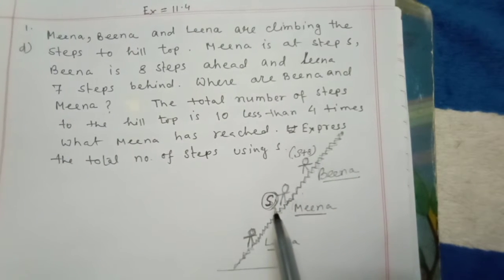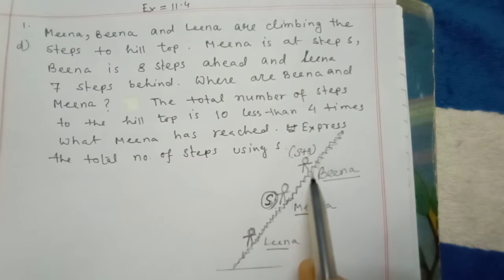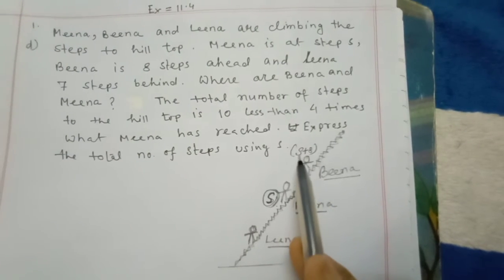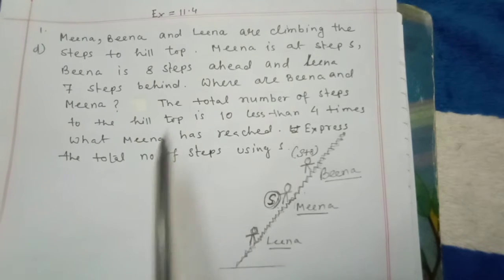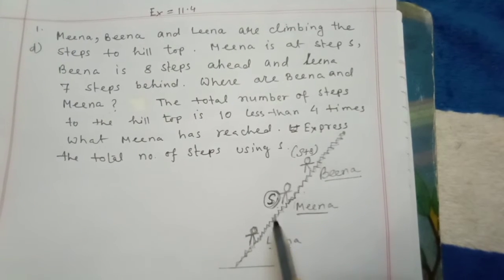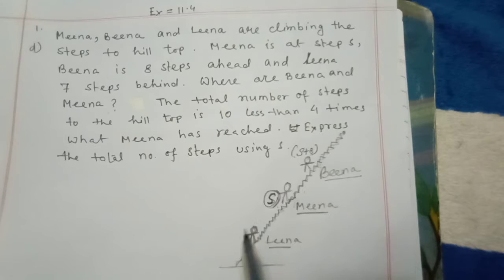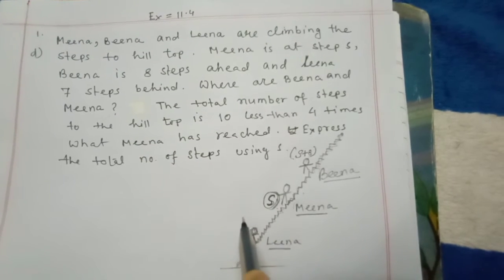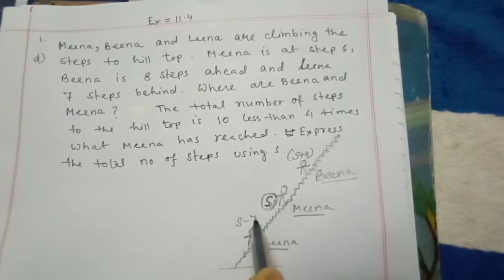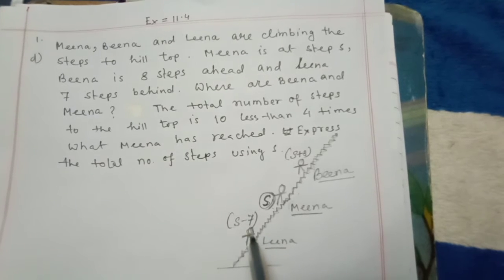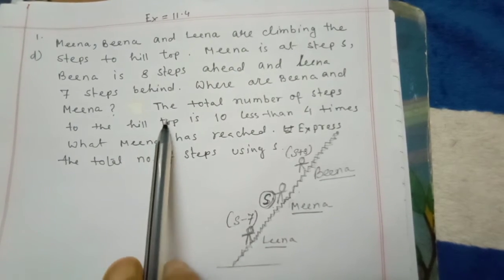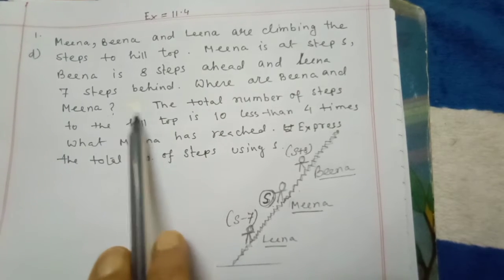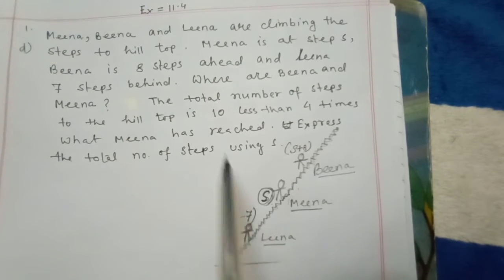Meena is at step S and Bina is 8 steps ahead, so S plus 8. And Lina is 7 steps behind. As she is behind S, it will be less than S, so S minus 7. So Lina is at step S minus 7. Understood? Up to here the sum is like this.